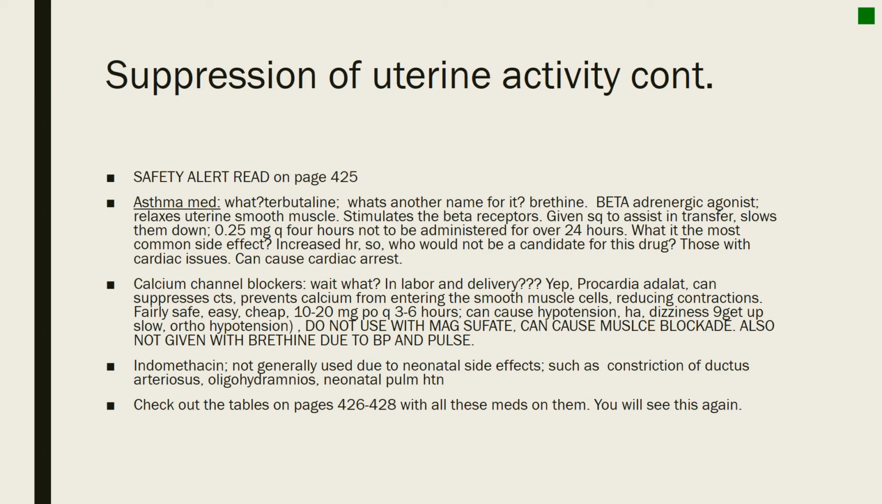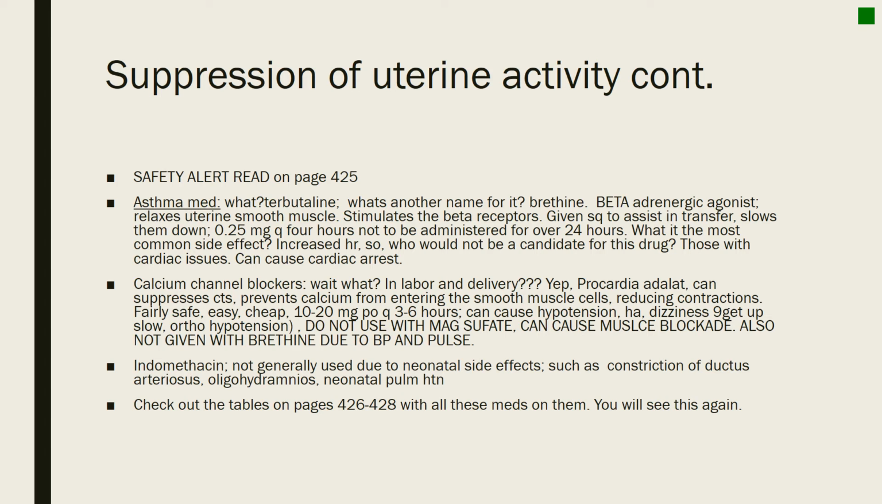Also with terbutaline, it's also an asthma med. Brethine is the brand name. It's a beta adrenergic agonist. It relaxes the uterine smooth muscle. It stimulates the beta receptors. We give it sub-Q to assist. Say we need to transfer them. We just need to slow them down a little bit. Maybe we need to give them something to mature those lungs. It's 0.25 milligrams every 4 hours, not to be administered for over 24 hours.